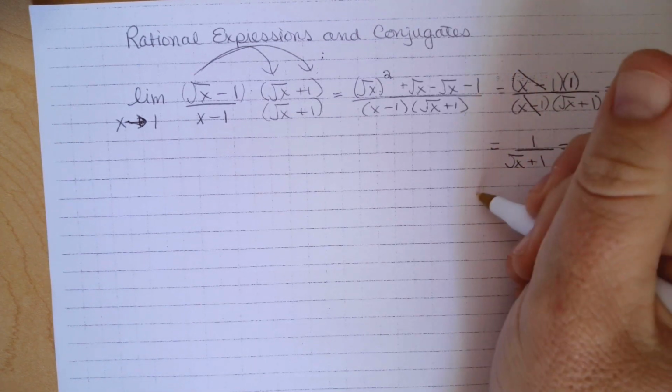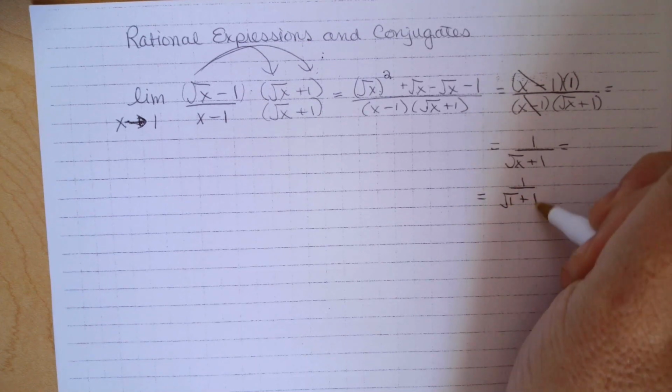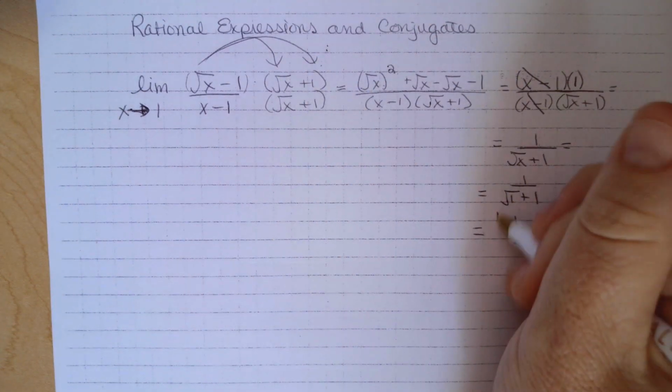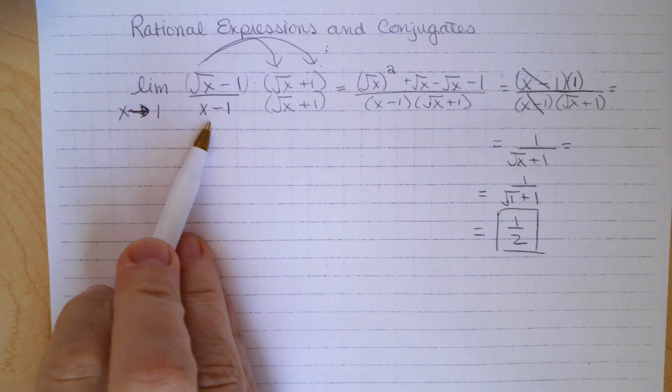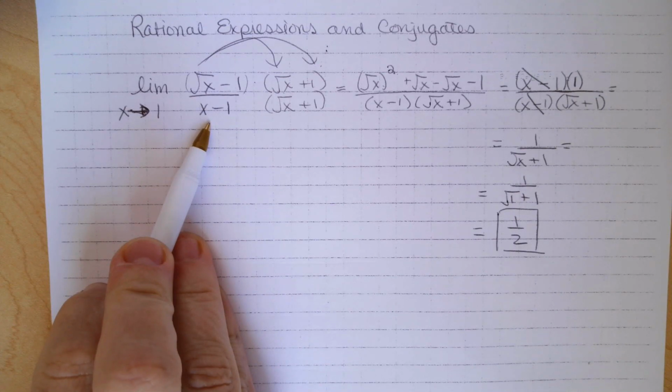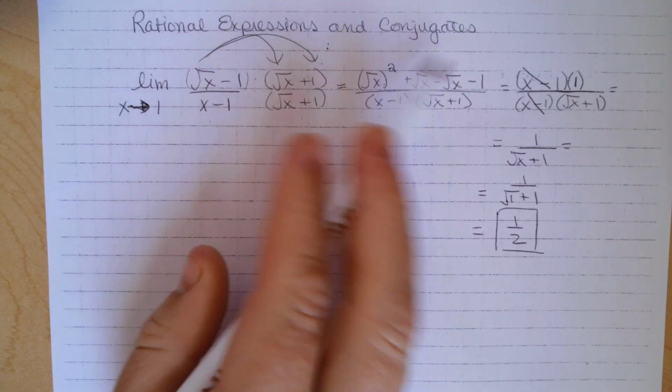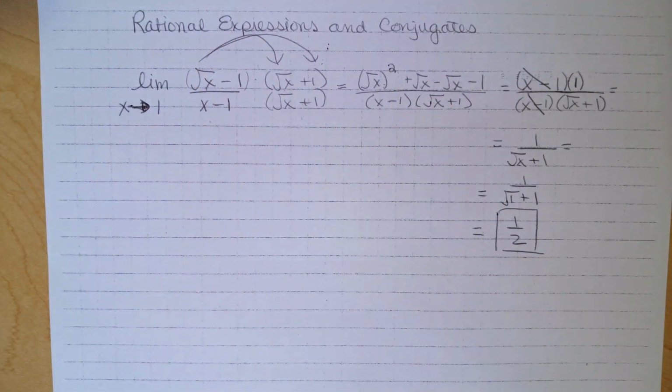You plug in 1 here, you get 1 over square root of 1 plus 1. You get 1/2. All right, and so we took a problem that we couldn't do because of the denominator equaling 0, and we multiplied it by the conjugate of this numerator, and it worked out. It might not always work out, okay, but it is one method of finding the limit for some of these rational expressions.